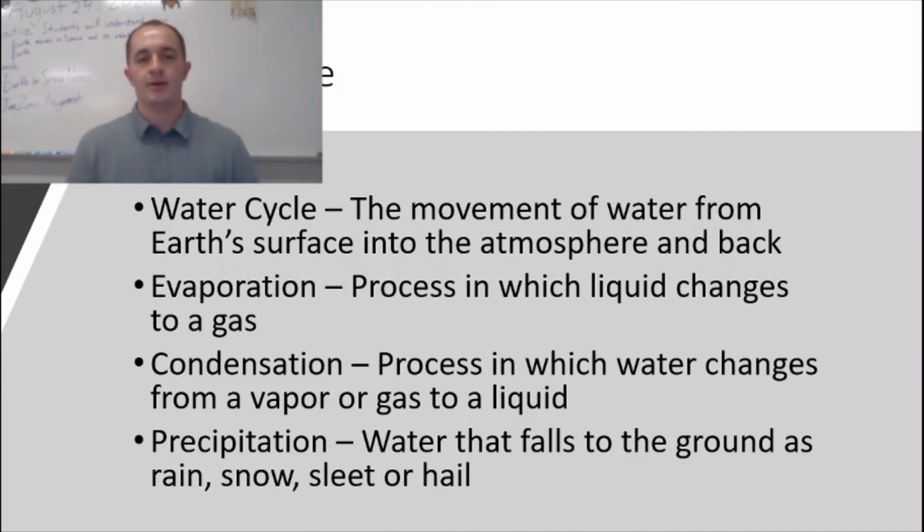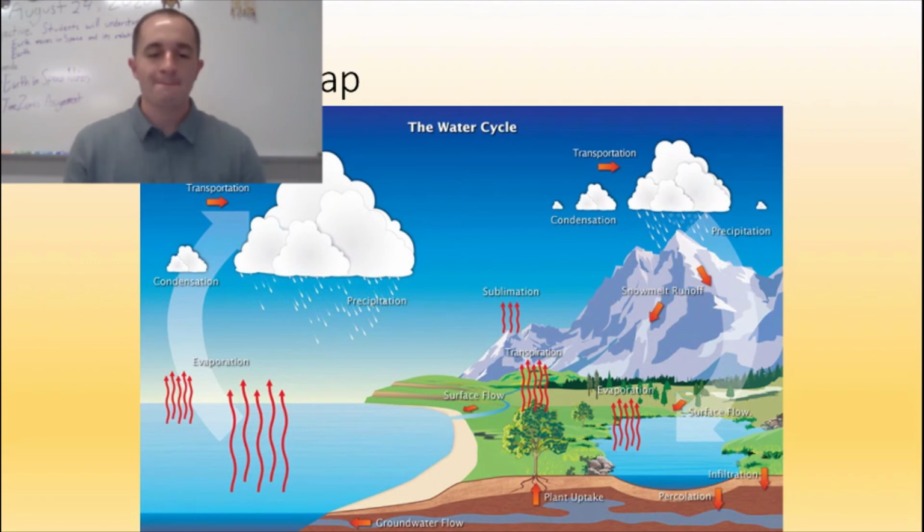So if we look at our water cycle map and we start in the bottom left, we can see that we have some sort of large body of water. So let's say this is just like a sea or the ocean. The sun will beat down on the surface of the water, and the surface of the water will get hot enough and evaporate and go up into the air.